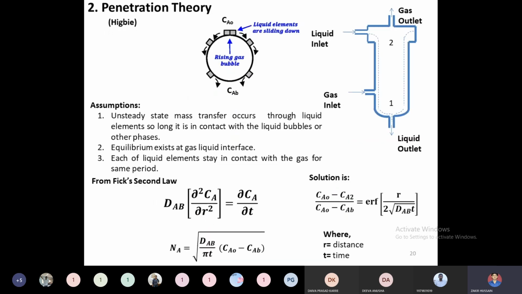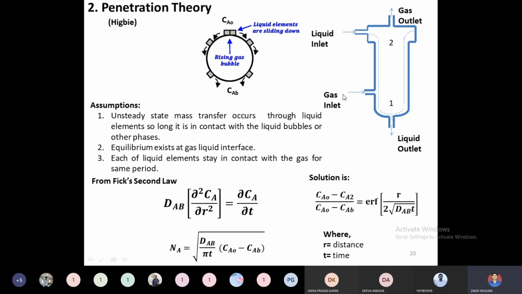So the next theory is the penetration theory. The author Higby suggested the penetration theory, because every operation is not carried out at steady state condition. Every mass transfer operation will take place in unsteady state condition, so the penetration theory suggested by Higby is applicable to unsteady state conditions. The first assumption is that the mass transfer operation is taking place in unsteady state condition, which means it is time dependent.